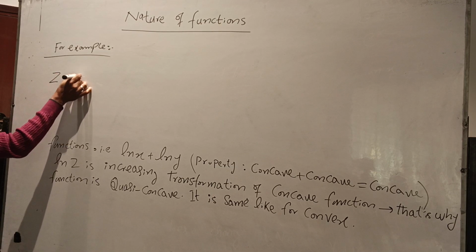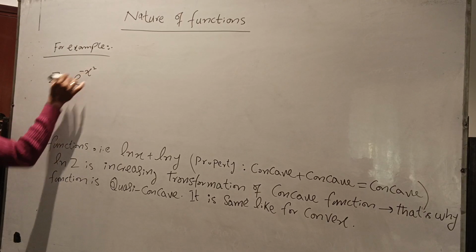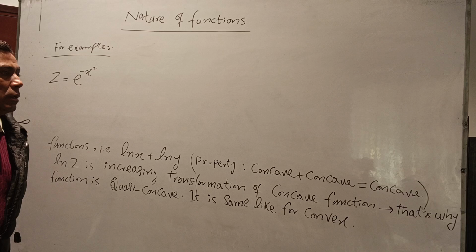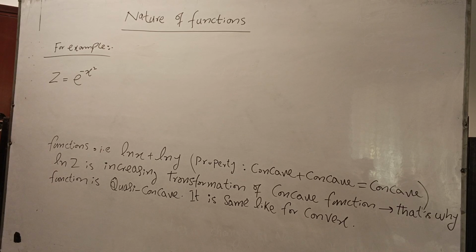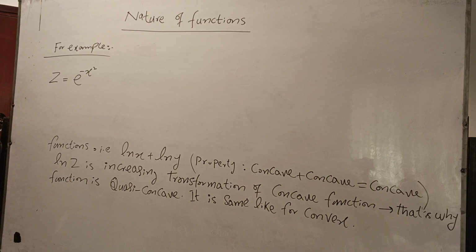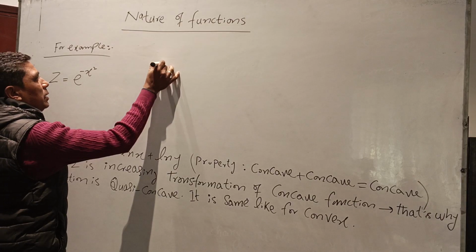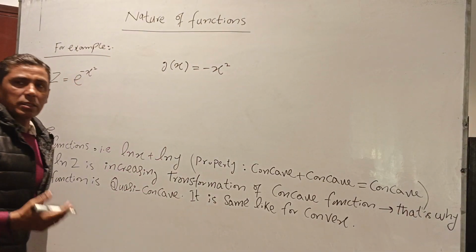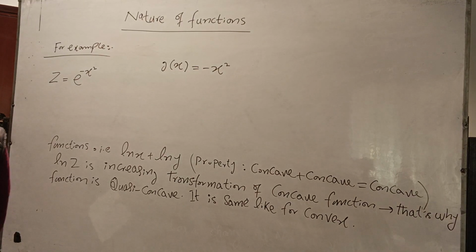z equals exponential of x square. Okay, this is the next example. It is kind of a quadratic function, because I can write this, g of x is minus x square. It is kind of a quadratic function.